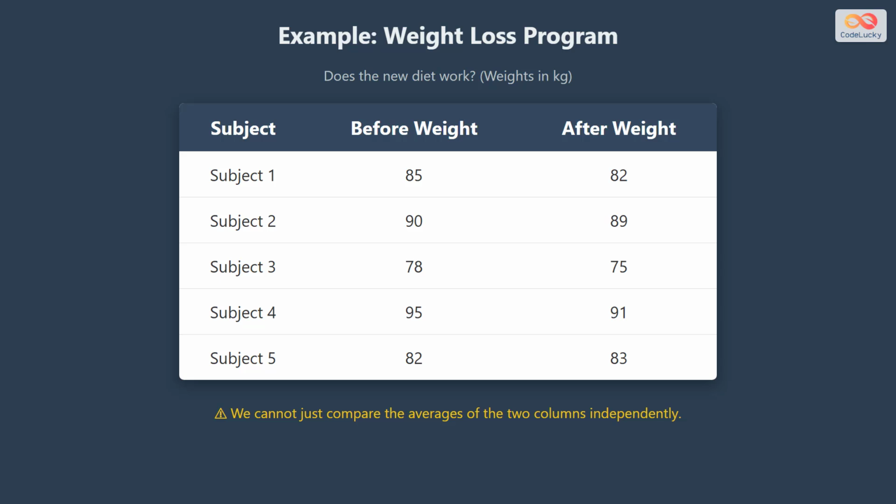Let's look at a concrete example. Imagine a weight loss program. We want to know if a new diet works. We weigh 5 subjects before they start the diet, and then again after the program. We have 2 columns of data here, before and after. Importantly, we cannot just compare the average of the first column to the average of the second column independently, because the data comes from the same specific people.